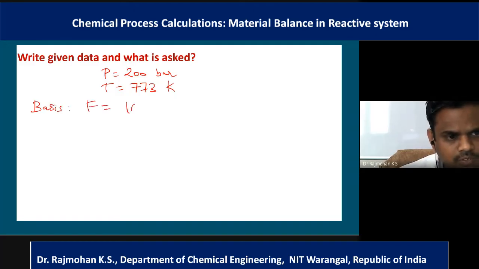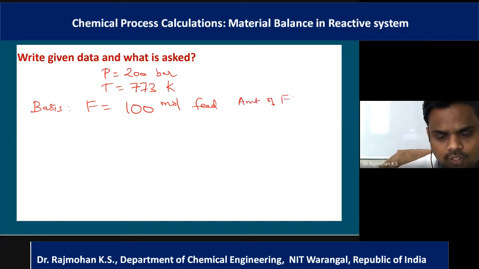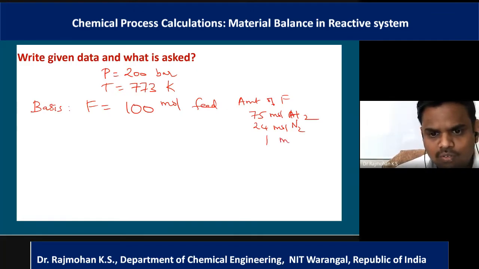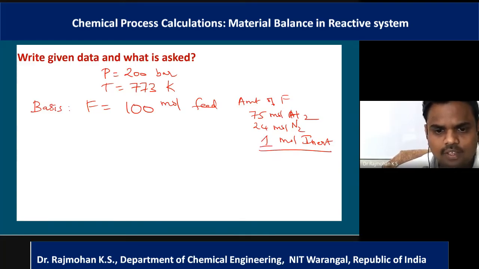Let us take a basis of 100 moles feed. The amount of feed is 100 kg mole, and the composition is given. Accordingly, we will have 75 moles of hydrogen, 24 moles of nitrogen and 1 mole of inert. So we have the amount of inert present in the feed. Now we will go to this diagram.